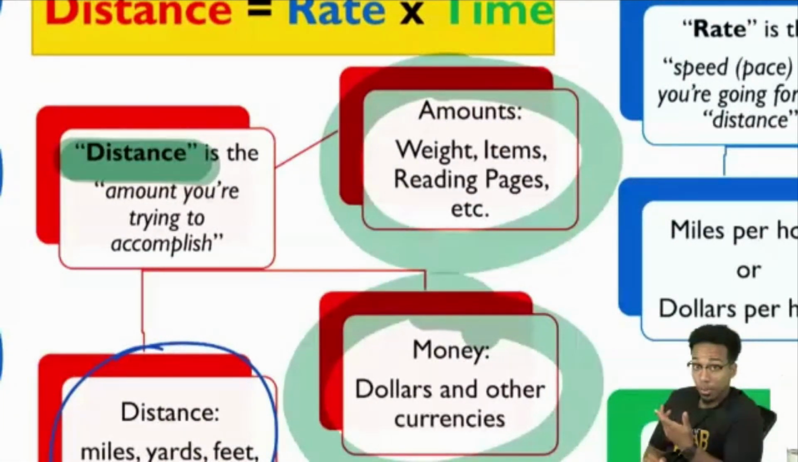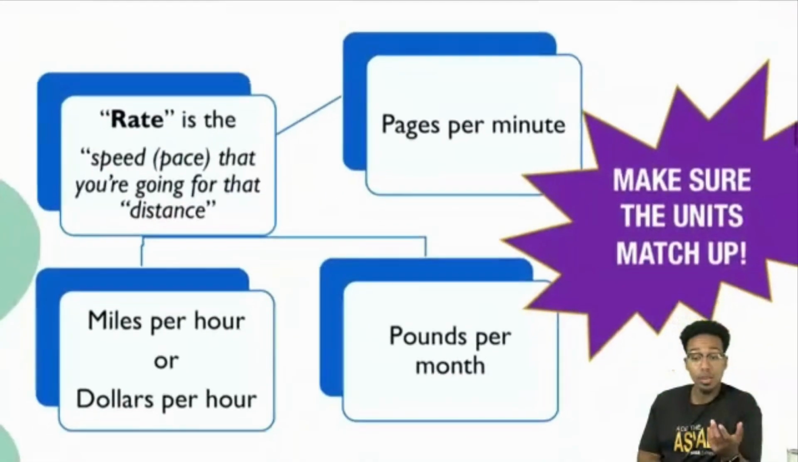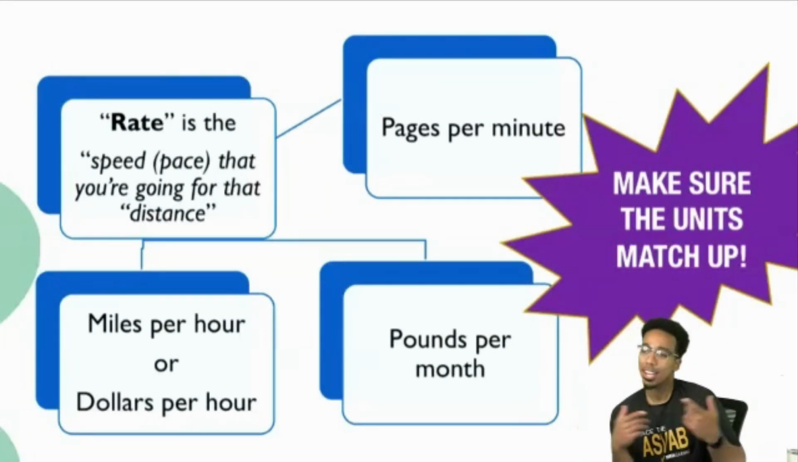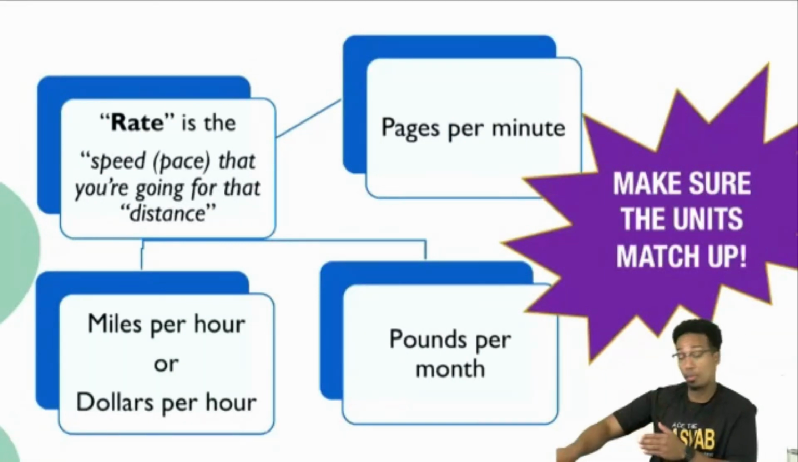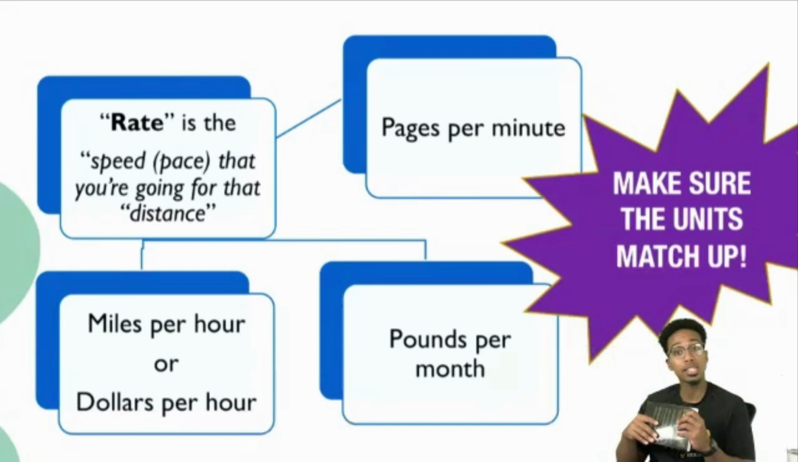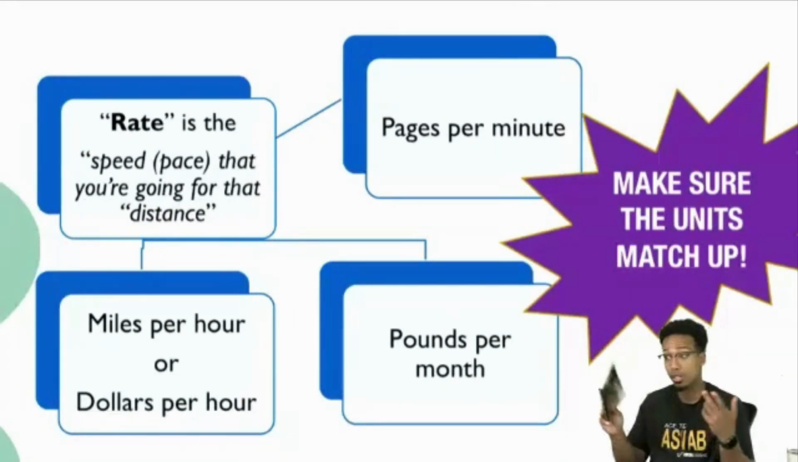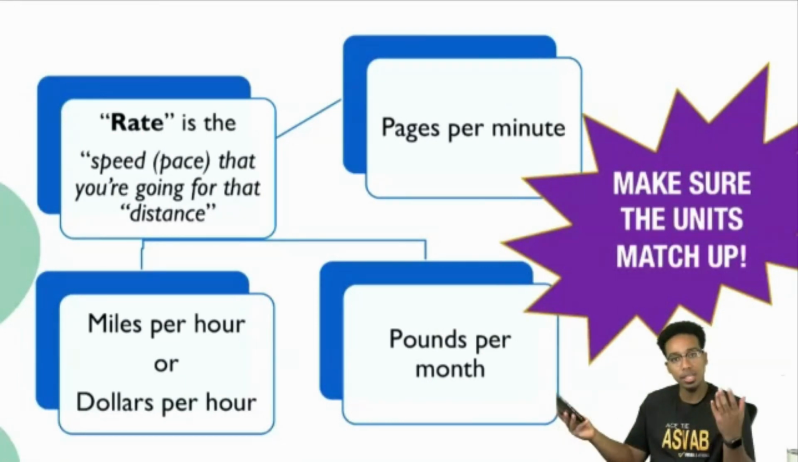So for example, if you're trying to make money, like $1,000, then a rate would sound like dollars per hour. That's how much you get paid at your job. If you think about an actual distance, miles per hour, kilometers per hour. If we're talking about the book example, we could say pages per minute, pages per hour, books per year, right? Those are all different rate units.